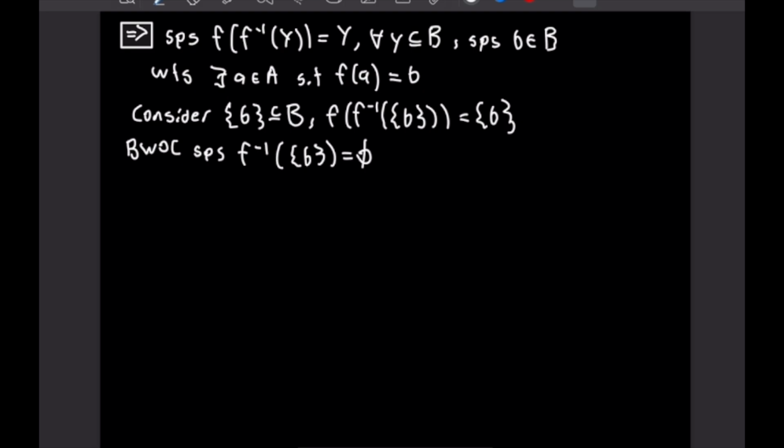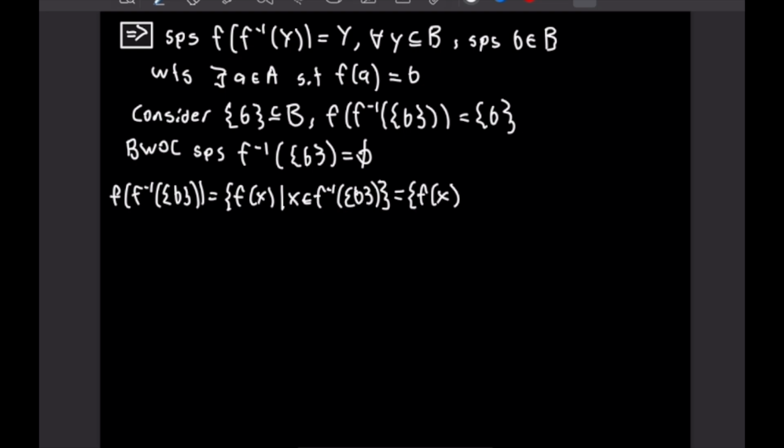So now we're going to break that down a little bit. That means that the image of the pre-image of our singleton B is defined in the following way. We have f of x such that x is in the pre-image of our singleton B, which is the definition of the image of that pre-image. But now we can use our definition of this being equal to the empty set. That means that we have f of x such that x is in the empty set, because we've defined this pre-image of the singleton B to be the empty set, which is of course equal to the empty set.